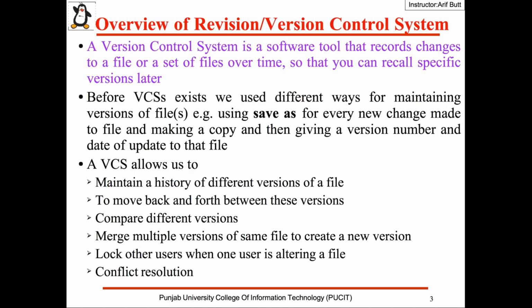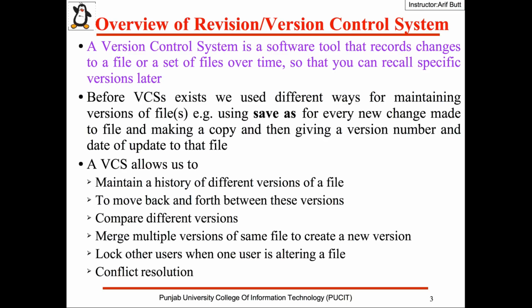Well, a version control system, also called a revision control system, is a software tool that records changes to a file or a set of files over time so that you can recall some specific version later. Before version control systems existed, we used different ways for maintaining versions of the file. For example, using save as for every new change made to a file and making a copy, and then giving a version number and date of update to that file.